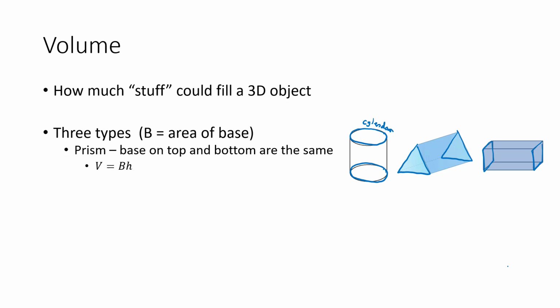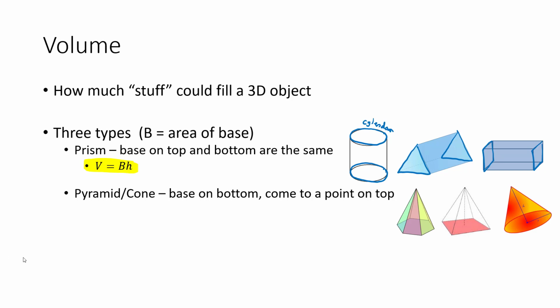That's a prism. And the formula for the volume of a prism, and this is a good one to memorize, is simply the area of the base times the height. Base times height.